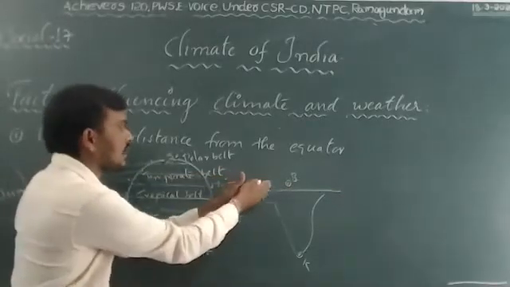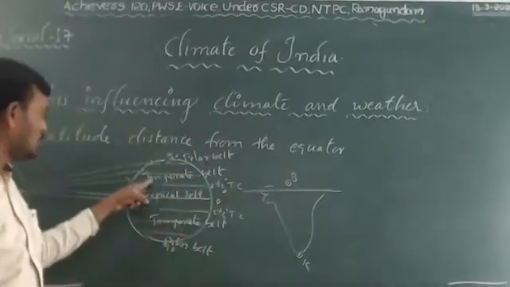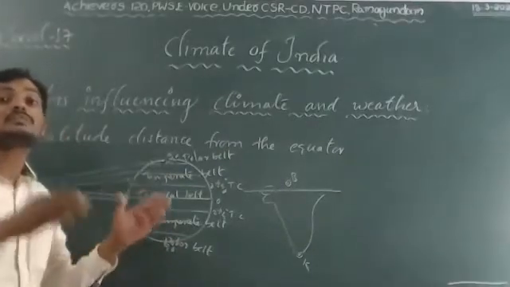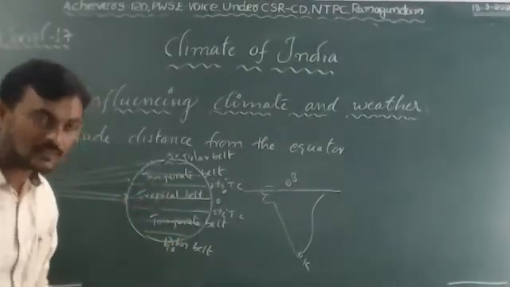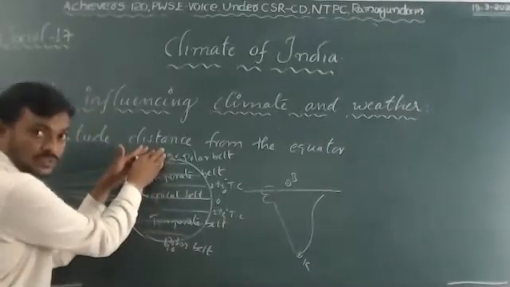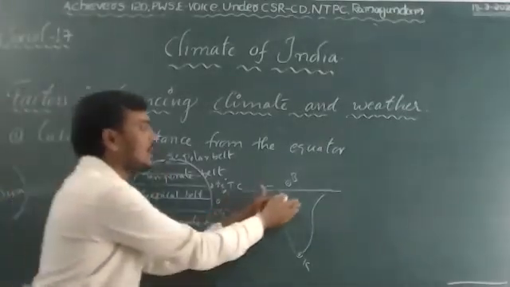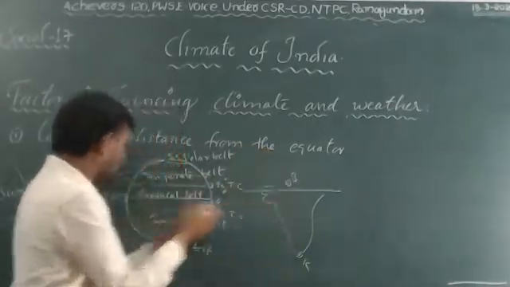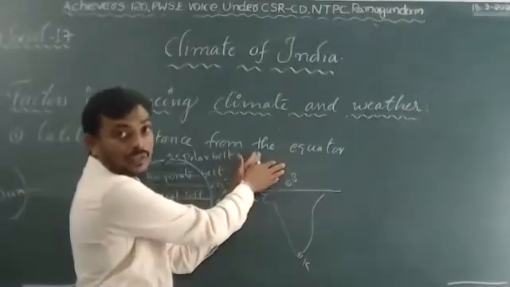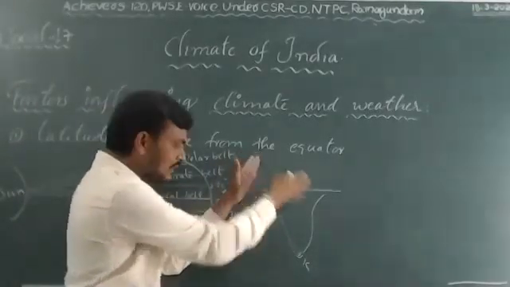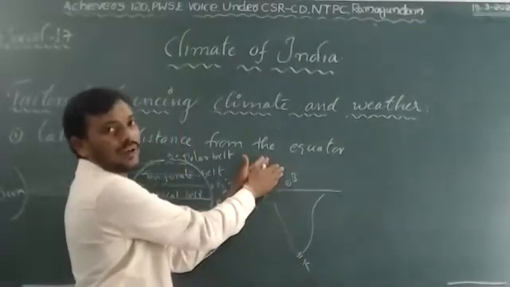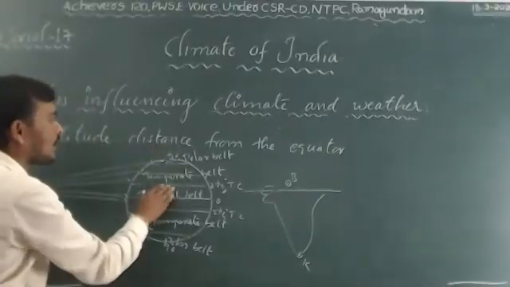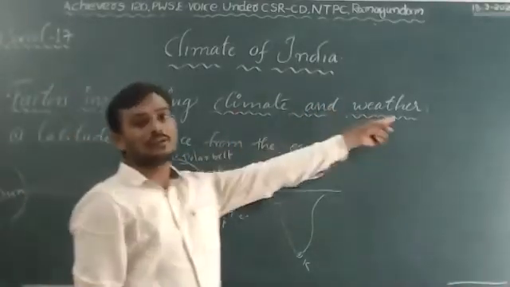And the belt which is above the Tropic of Cancer is called the temperate belt. Obviously, the tropical belt receives the highest amount of solar radiation from the sun compared to the temperate and polar belts. This is the reason South India is hotter than North India. South India comes under the tropical belt, North India under the temperate belt. So this is the reason Kanyakumari is hotter than Bhopal. I hope you understand that latitude and distance from the equator can influence climate and weather.